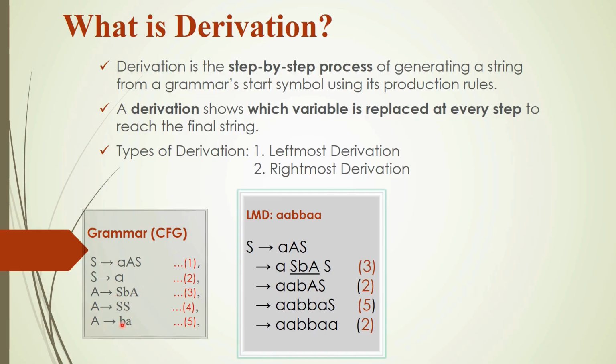So here you can see from this production rule, number 5 has a B and A in it. That's why I am going to substitute this A with a BA in the next substitution. I am substituting this A with a BA as per the fifth rule. Then I have to generate an A.